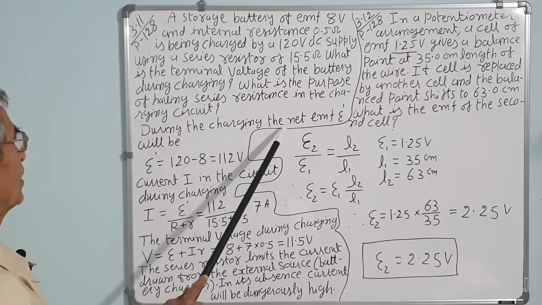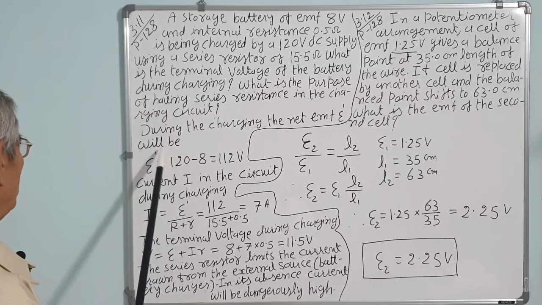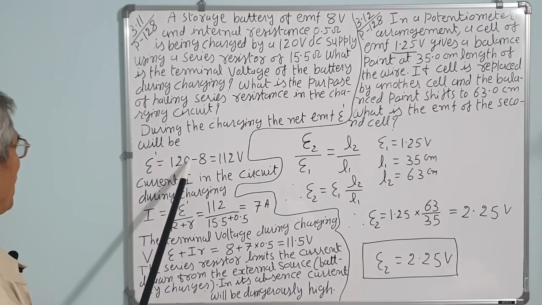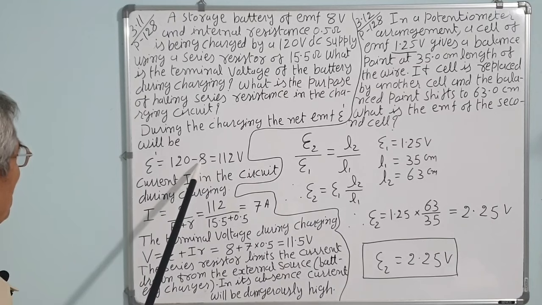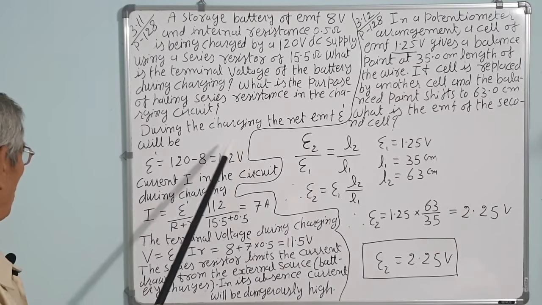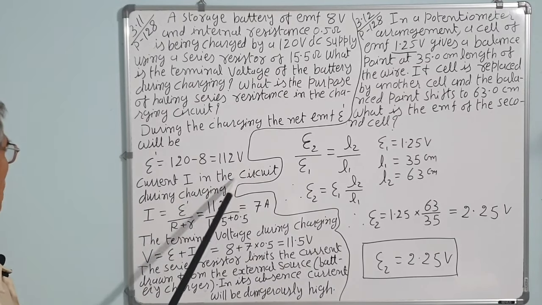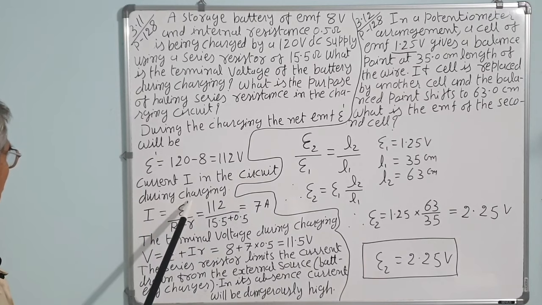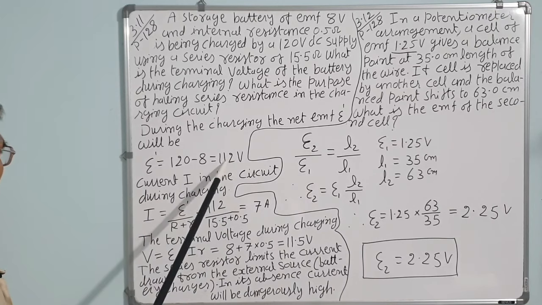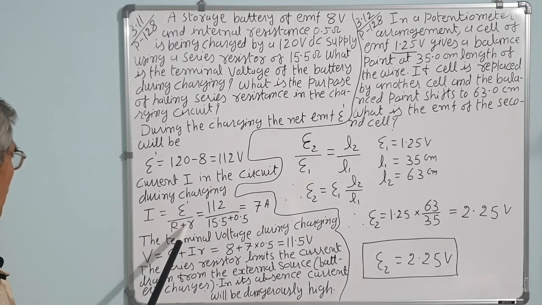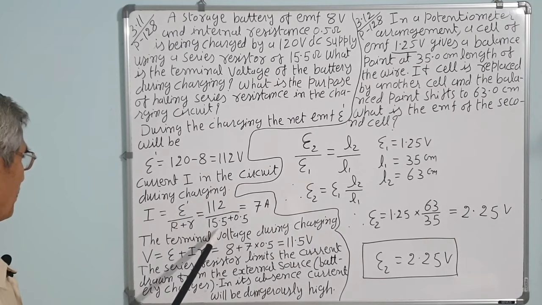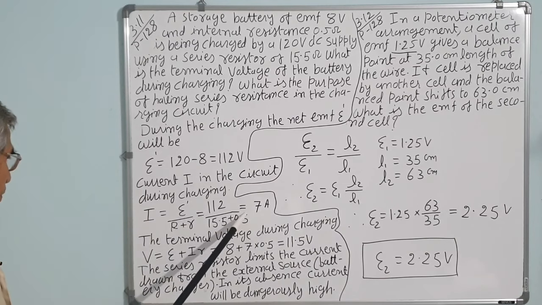During the charging, the net EMF E dash will be equal to the supply voltage 120 minus the battery voltage E which is to be charged, that is 112 volt. Current I in the circuit during the charging will be E dash, that is 112 upon resistance in the circuit plus internal resistance, 112 upon 15.5 plus 0.5, where this 15.5 is the series resistance.